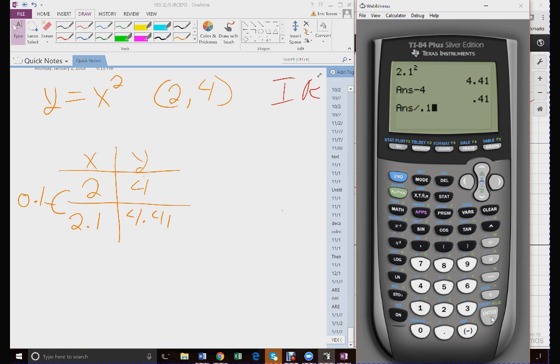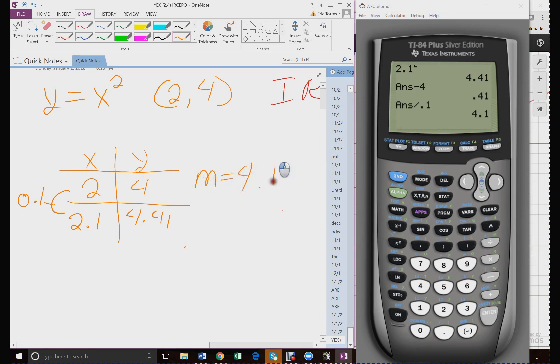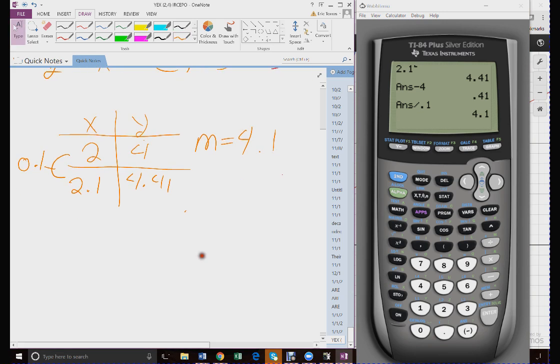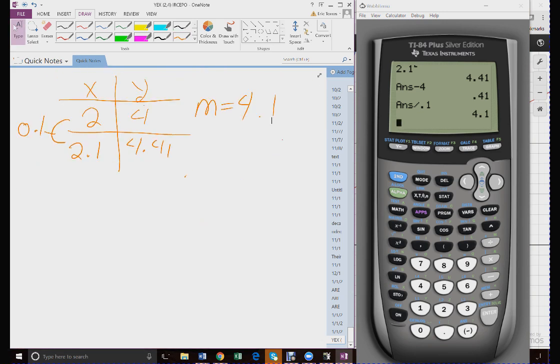And this would be the slope of the secant line between these 2 points that are very close together. So the slope of this secant line is 4.1. Now, what we want to do is get our 2 points closer together. So to get our 2 points closer together, let's make the distance between them smaller.